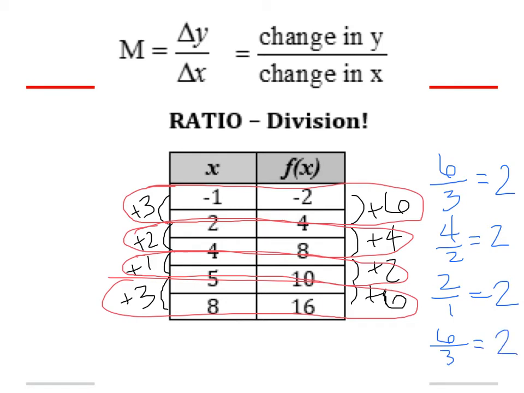So if there is a constant ratio of the change in y to the change in x, that means this is a line on a graph, and the slope of this line would be 2. So m equals 2 for our slope. There has to be a constant ratio of change in y to change in x.